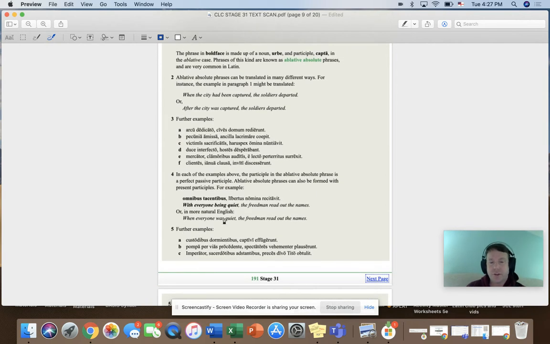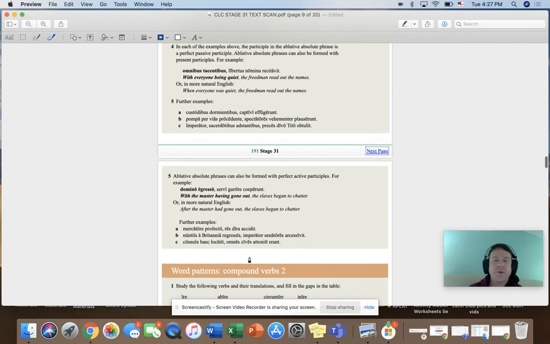Now they do show you, as I did earlier, a couple examples where we have present participles. So with the guards sleeping, the present participle from sleep. With the procession advancing, and with the priests standing by. So we do exactly what we've always done: take the noun, take the participle, put a with in front of it.